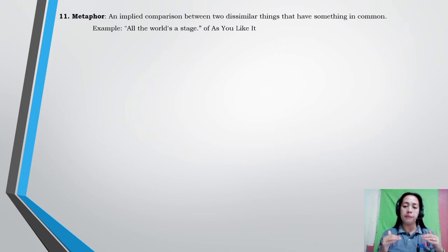Right? In a stage, you perform. You are singing there, you are dancing there, you're having a concert. That is a stage. How about the world? A world is also where people move, where people live, where people do the everyday things that they do in their lives. So they share a common characteristic, which is a platform or a place where something or someone can perform.